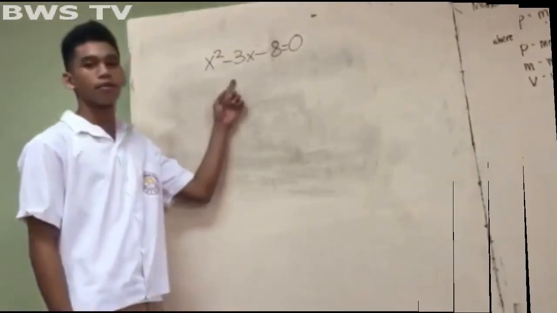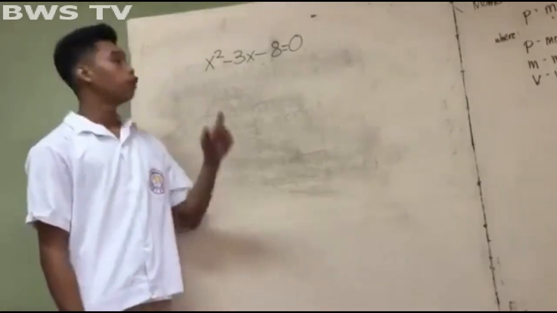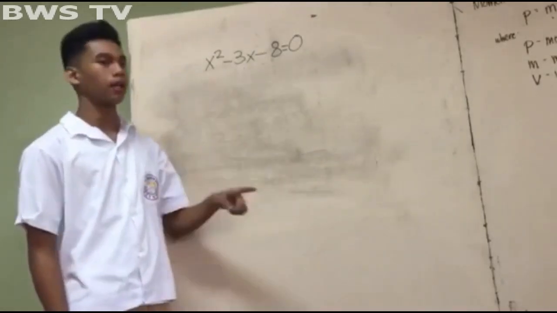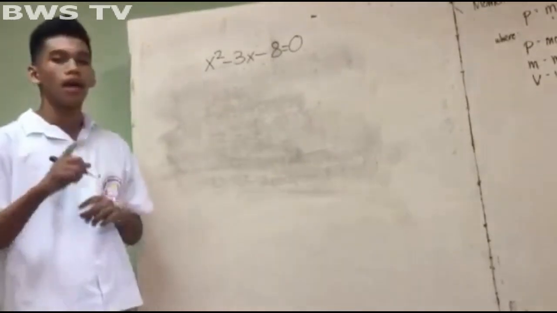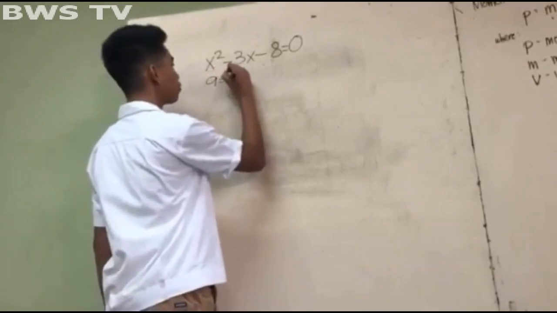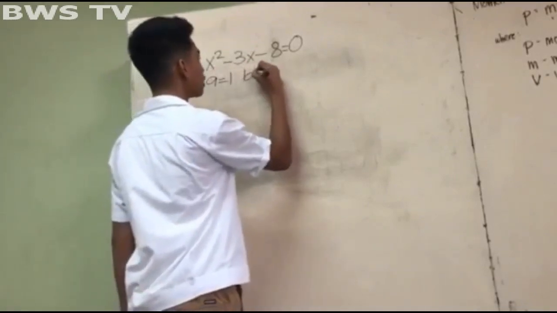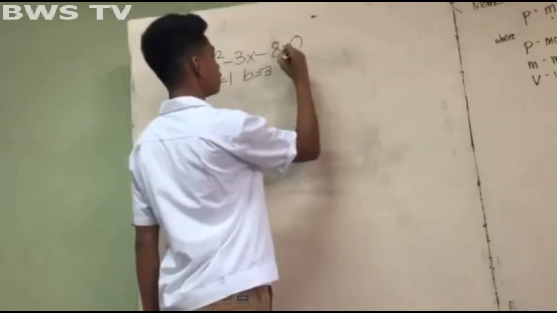Here is another example. By the way, if you want to solve this by yourself, you can pause this video and play it again later. So first, we will identify our a, b, and c. Our a is 1, b is negative 3, and negative 8 is our c.